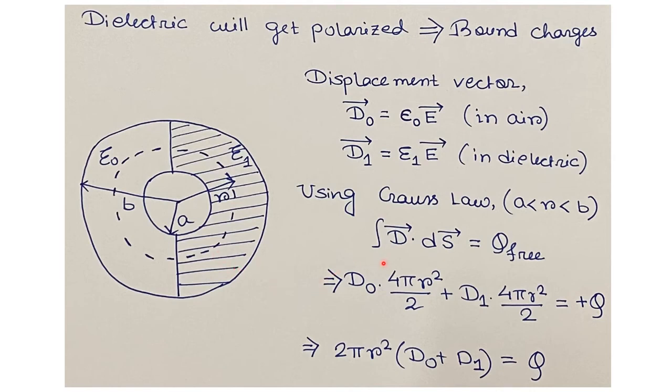So we can write this surface integral as D naught times 4 pi r square by 2, which is the surface area of the closed surface in the air region, plus D1 times 4 pi r square by 2, which is also the surface area, that is half of the spherical surface area in the dielectric region, and the free charge enclosed by the surface is plus q. So we can take this 4 pi r square by 2, that is 2 pi r square, as common, and we will have 2 pi r square times D naught plus D1 equals q.